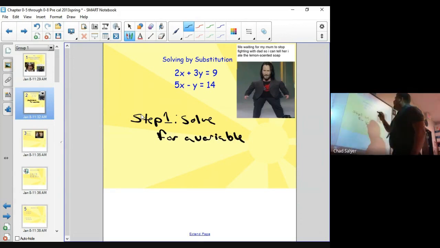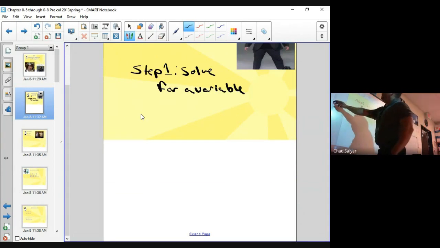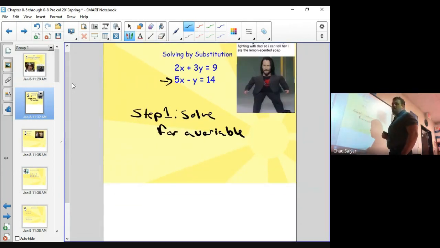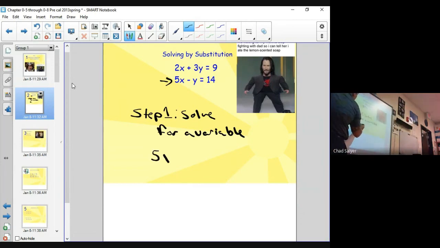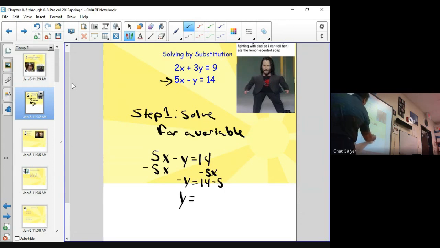And I hope you can see that the second equation here is the best choice because it has a variable that has -1 as its coefficient, and that's going to make it pretty convenient for us to solve for that variable without fractions or anything. So 5x minus y equals 14. We want this to be y equals something. So first of all, I'm going to subtract 5x, and I get -y equals 14 minus 5x.